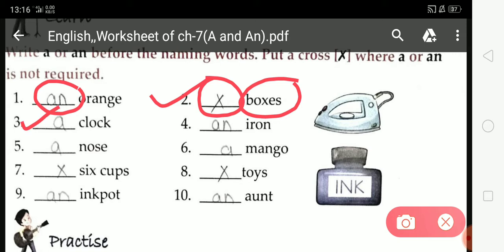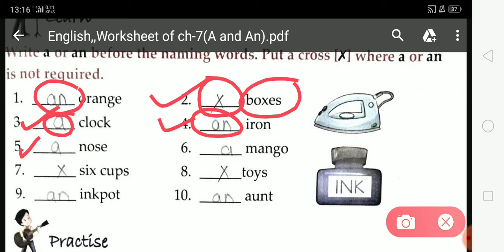Now come on third, clock. In clock, C is a consonant, and before a consonant we use A. So here A is already filled. Now come on fourth, iron. In iron, I is a vowel, so students, before iron we use AN. Here AN is filled. Now come on fifth, nose. In nose, N is a consonant.